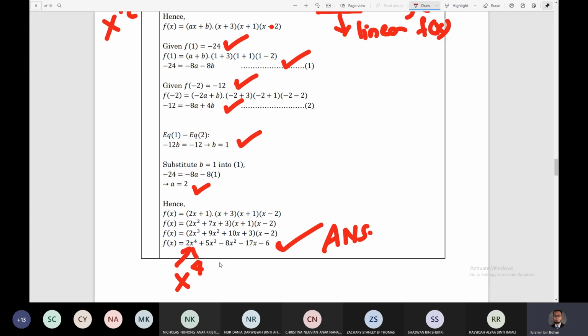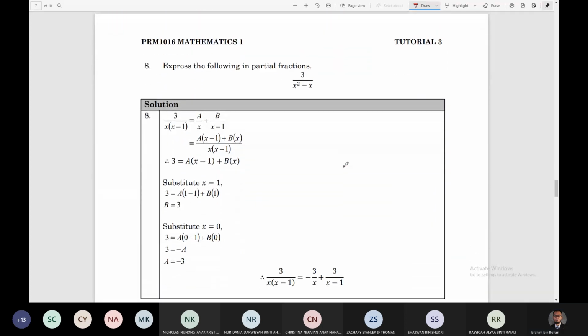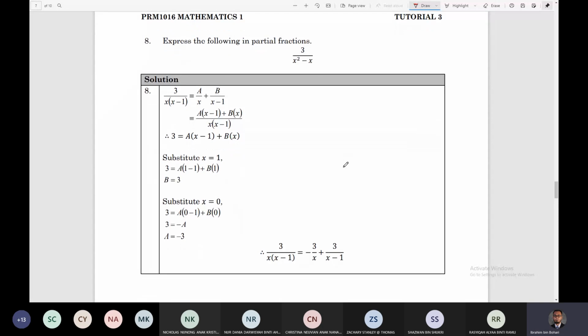Okay, settle question 7 and question 8. Question 8, fraction 3 over x squared minus x. This one you all check answer. Ini mudah. Yang mudah ni saja bagi jawapan saja. First you write down the fraction a over x plus b over x minus 1. Ini just saya tunjukkan step saja. And then the identity equals 3 equals a times x minus 1 plus bx. And then substitute the value, find the value of a, find the value of b.